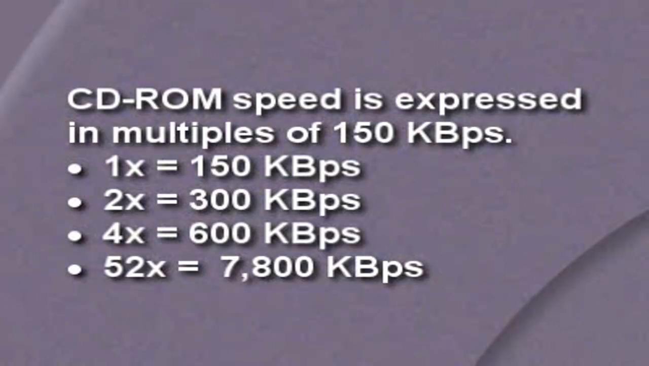A 2x drive would transfer data at 300 kilobytes per second. A 4x drive would transfer data at 600 kilobytes per second. If we have a modern CD drive, say a 52x CD-ROM drive, then it transfers data at 7,800 kilobytes per second. With that, we now need to talk about CDR drives.